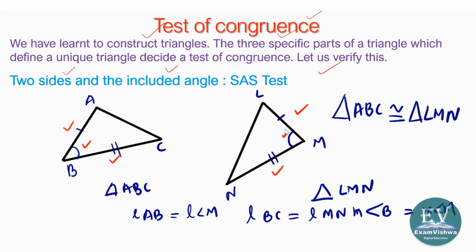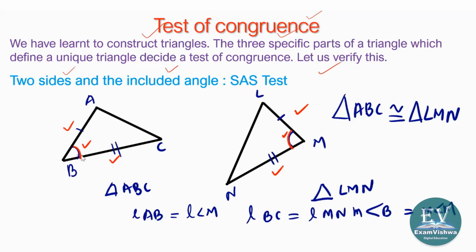Because when the angle is fixed, the span is fixed. Angle is the span of two rays. And if the length is fixed, naturally the third side will be fixed. That means all three sides are congruent with each other. So naturally the triangles will be congruent. This is one of the tests.